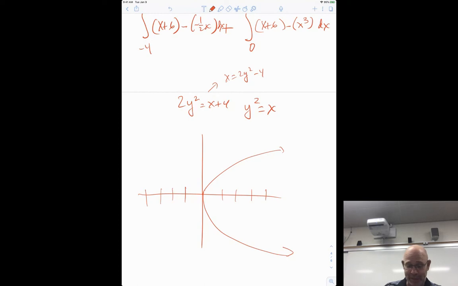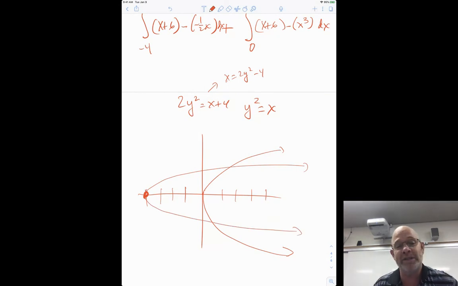Drawing a blank on my picture. Hang on a second, sorry. We're going to go 2y squared, so x is... I want to make sure I slide this the right way. It's a right side out. Here we go. So we're going to go 4 units that way. Sorry, I drew a blank on that. 4 units that way, but then it looks like this. It's a little bit steeper because of the 2 instead of the 4. So there's my picture. So notice now everything's sideways.